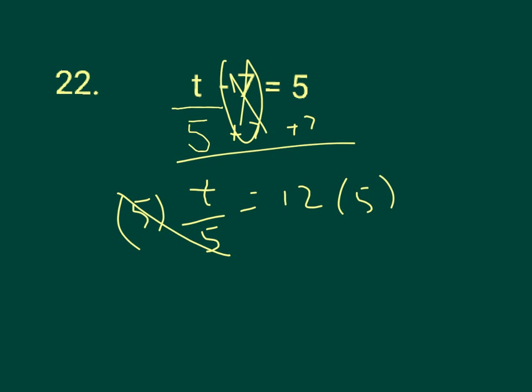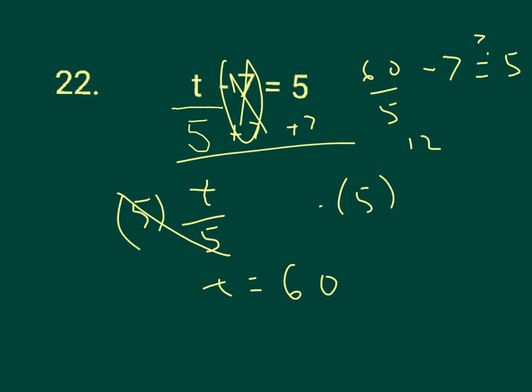That would be 1t, which is what we're looking for. What is t? And 12 times 5 is 60. So we come back up and say 60 divided by 5 minus 7. Does it equal 5? This is 12 minus 7, and that's 5, and 5 equals 5.